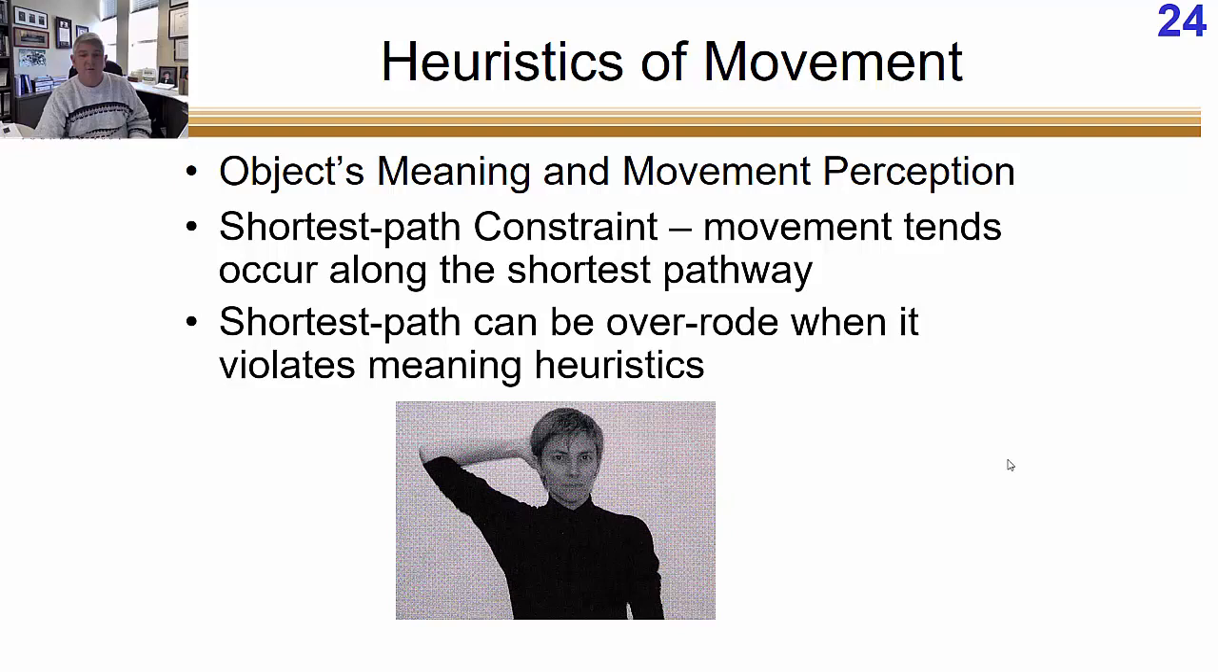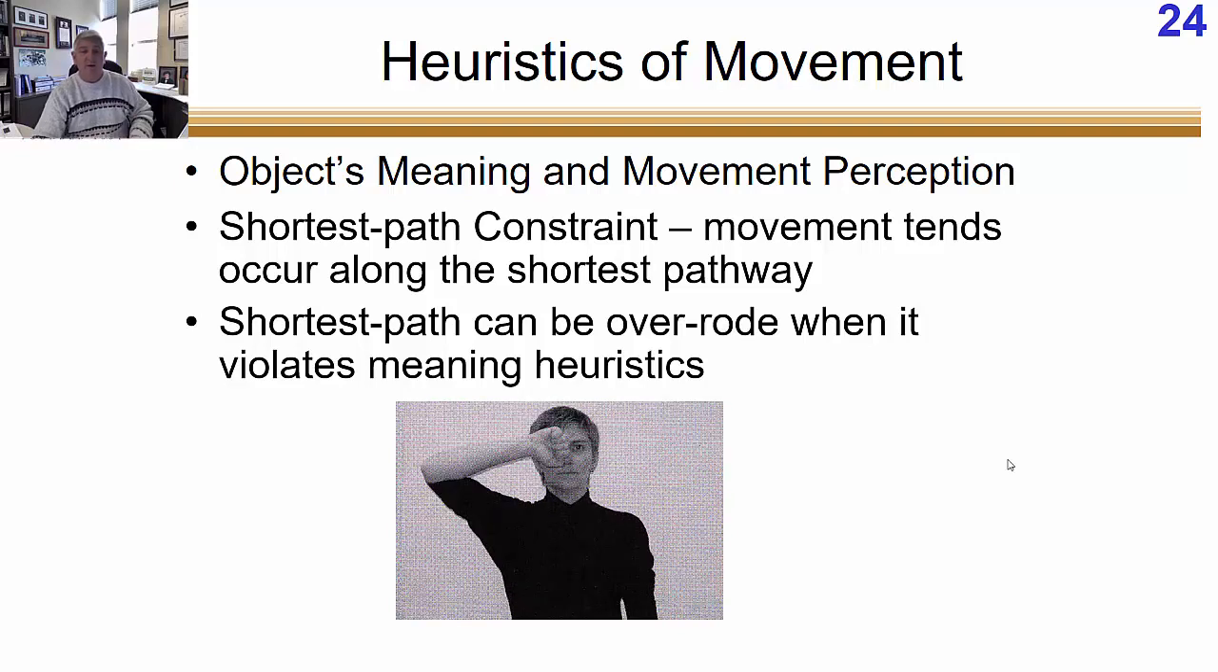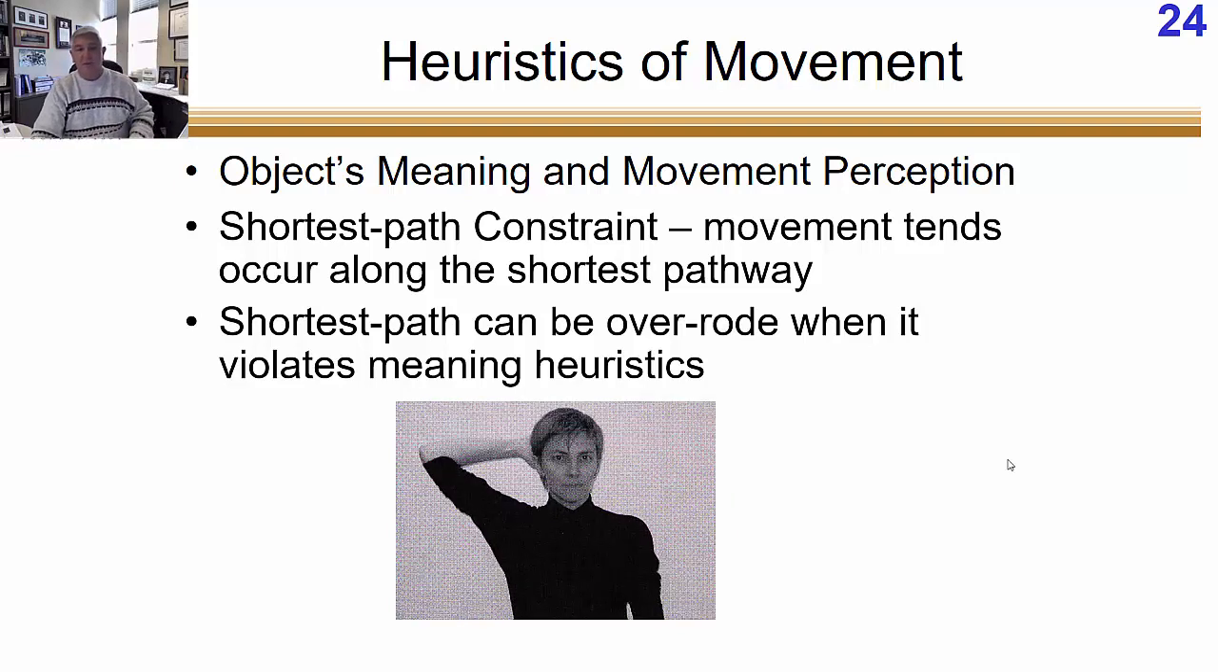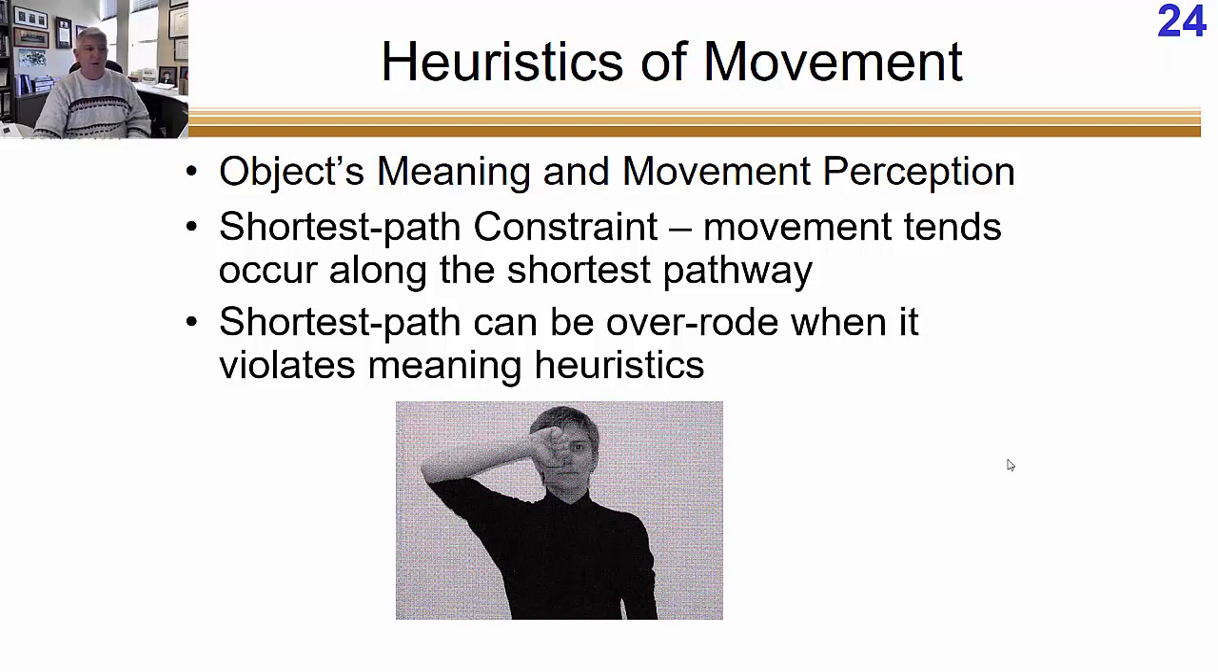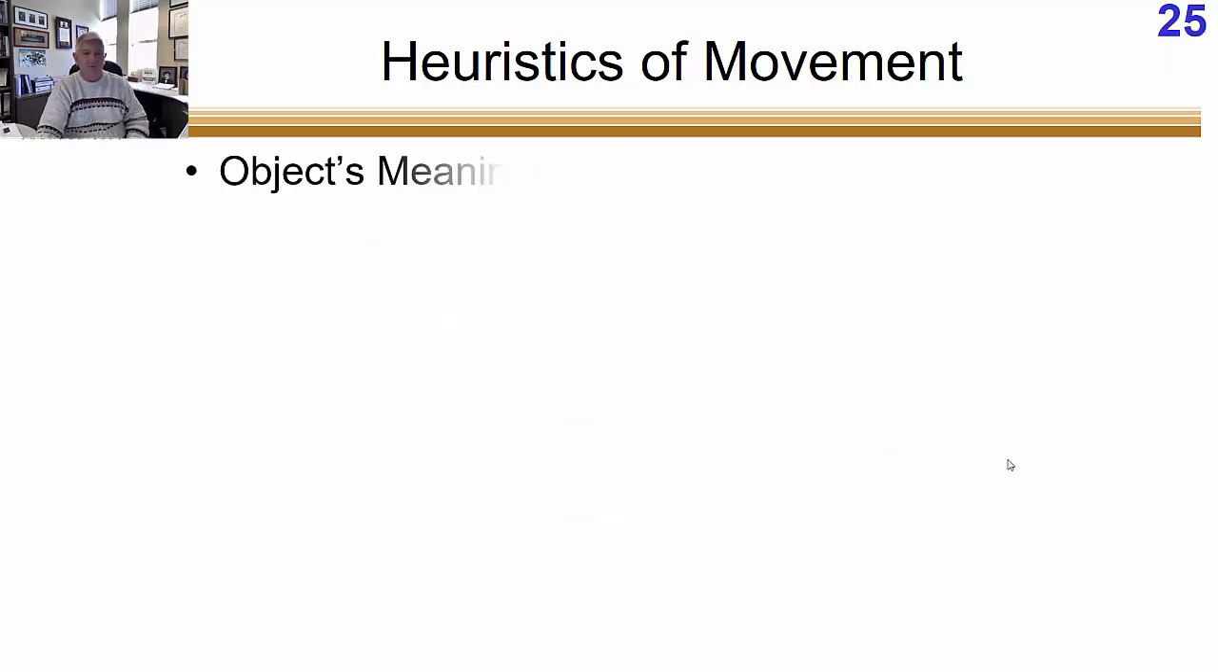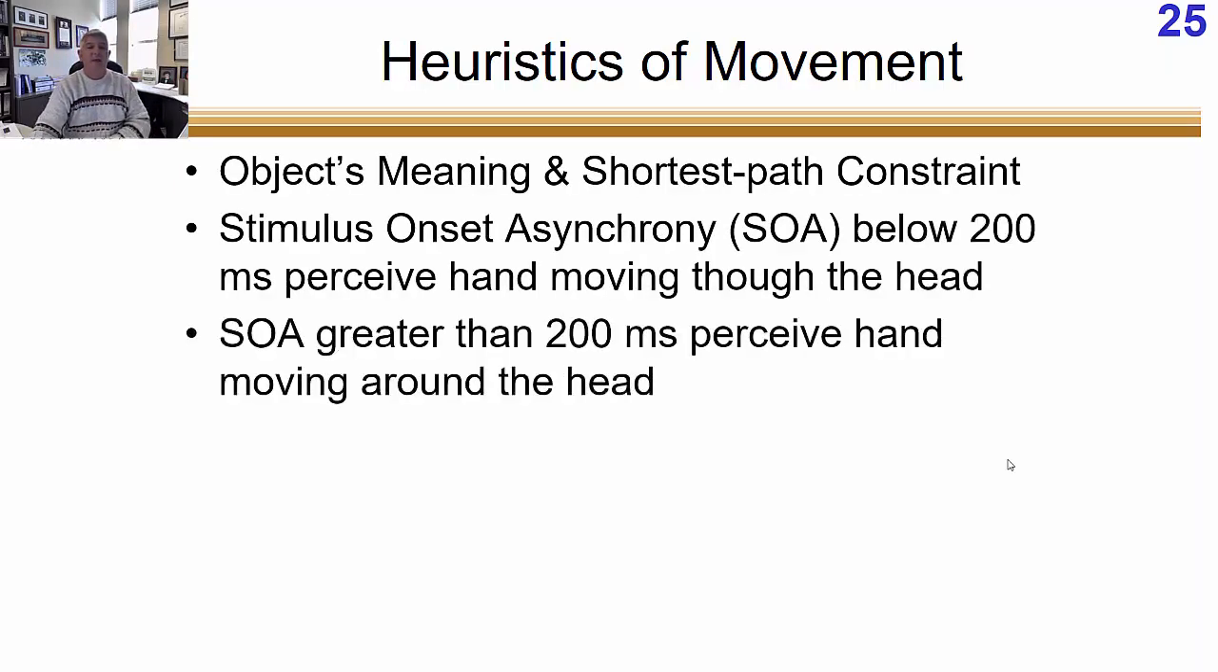And so if I go back and forth, if I do it too fast, then it does look like the hand is popping through the head. But if I do it at just the right stimulus interval, then it looks like the hand is moving around the head, even though there's never an image of the hand over here. It's just here or here, but it looks like the hand is moving around the head.